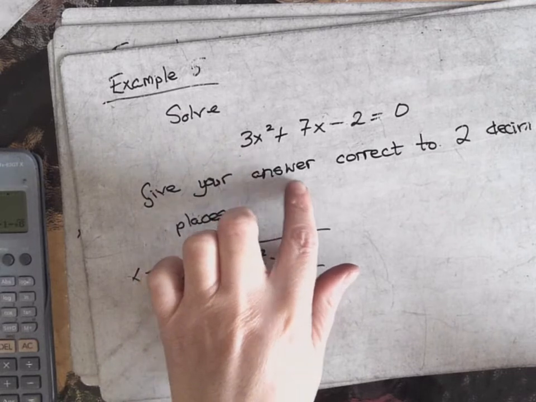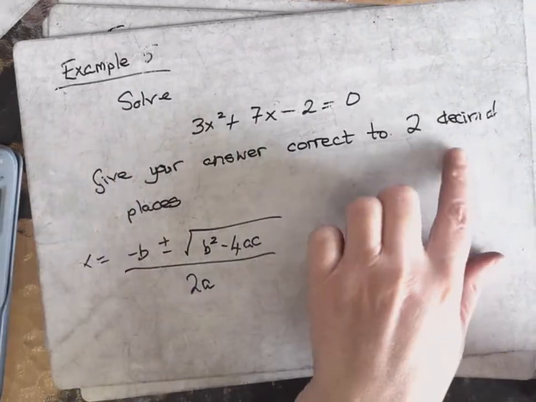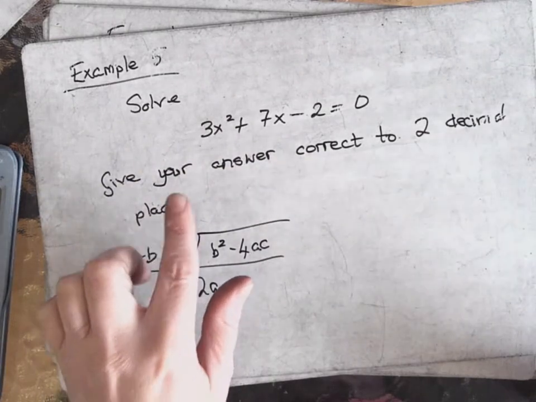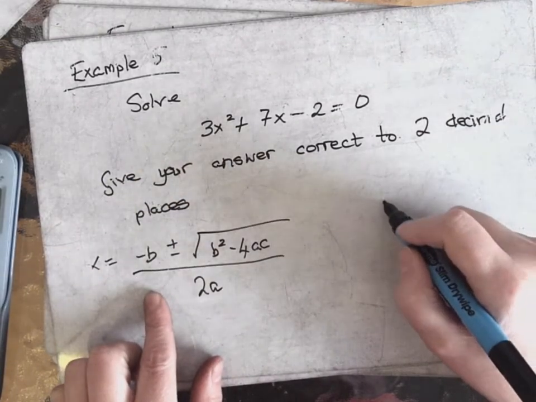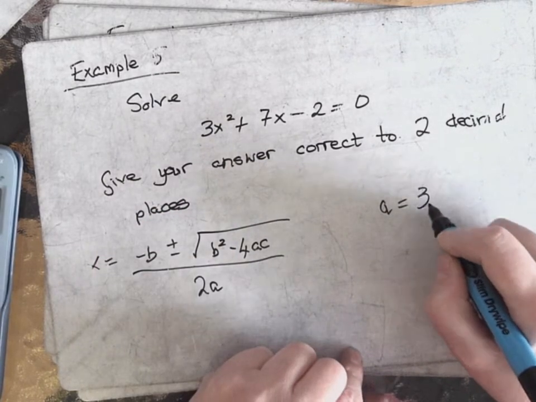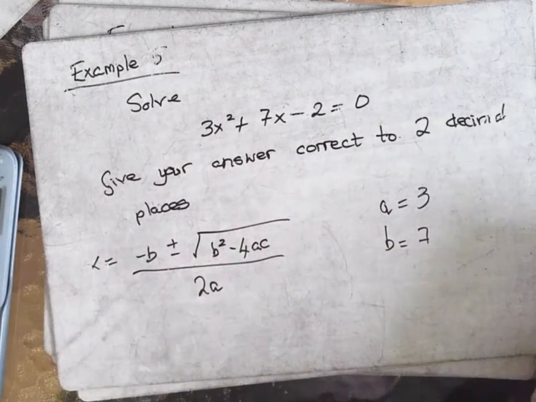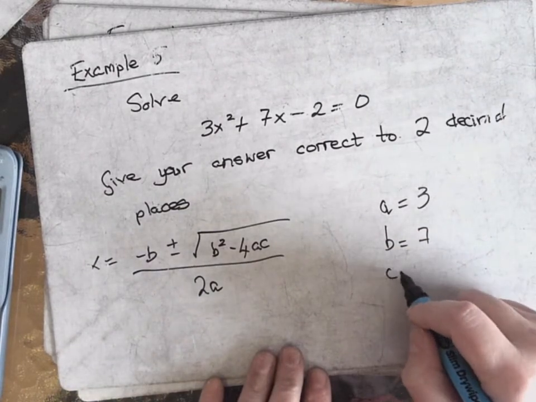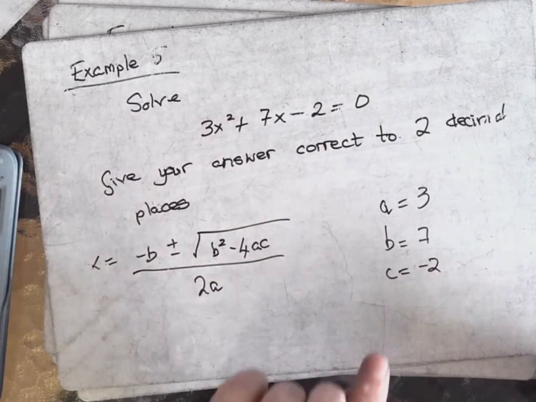This time it says give your answer correct to 2 decimal places. So that's the clue to use the minus b formula. There's the minus b formula, it's in the log tables. A is the number in front of x squared, which is 3. B is the number in front of x, which is 7. And C is the number by itself, which is minus 2. Make sure you take the minus signs.